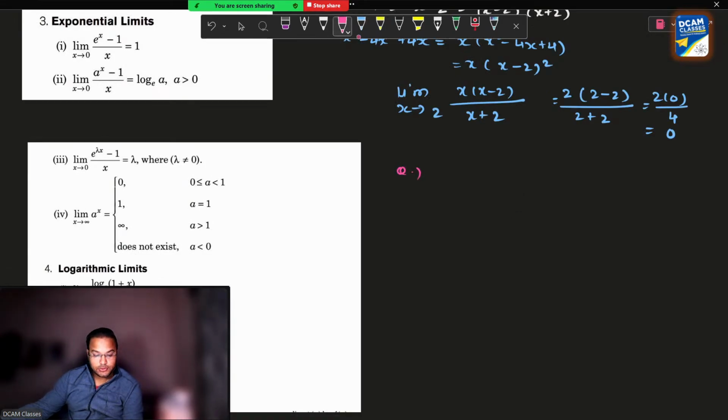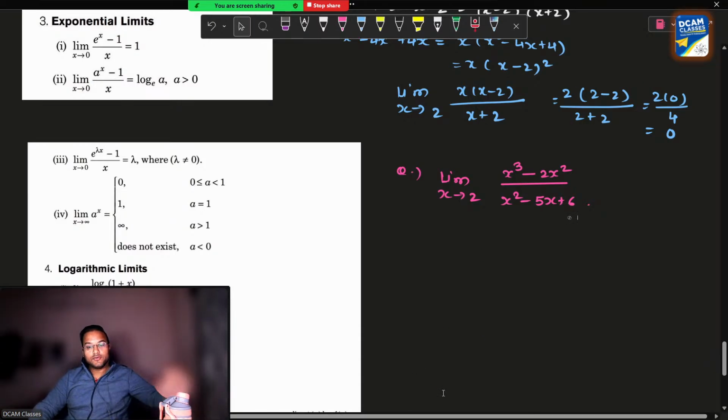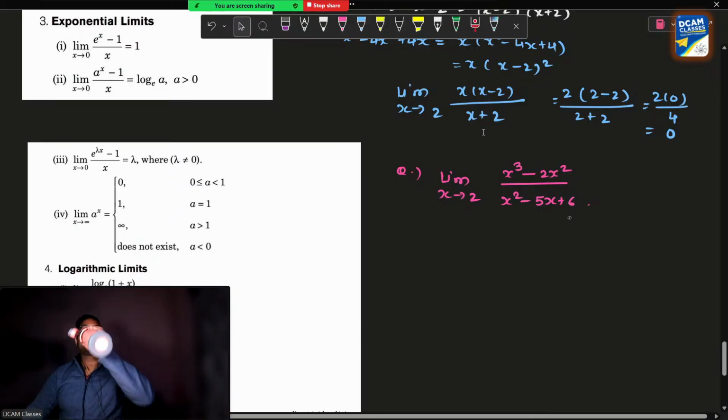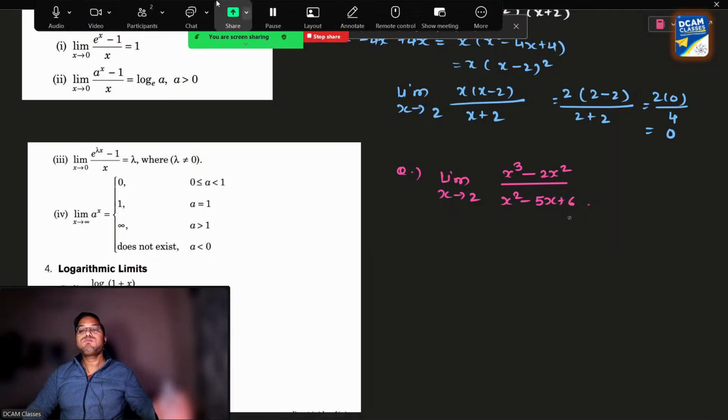The question that you need to solve now is limit x tending to 2, x cube minus 2x square divided by x square minus 5x plus 6. First check whether it is 0 by 0 form. If it is 0 by 0 form, then try to factorize it, create factors, and then try to cancel out the common factor from numerator and denominator. Okay, sir.